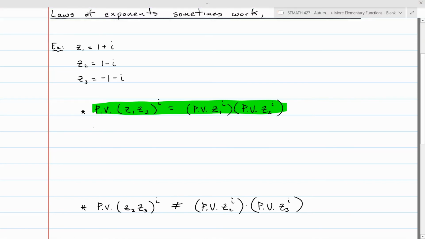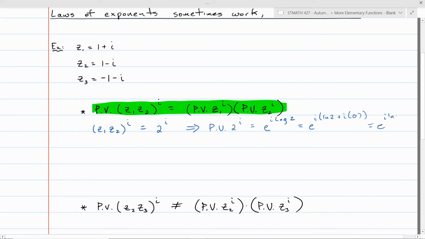So if you do Z1 times Z2, and then you raise it to the i first. So first multiply Z1 times Z2. Well, you can see that Z1 times Z2 works out to be 2. So it's just 2 to the i. And so then the principal value would be e to the i, and then you do the principal log. Do e to the i times the principal log of 2, which you can work out a little bit. That's e to the i times natural log of the modulus of 2, which is 2, and then plus i times the argument, which is 0. So what do you end up with? Just e to the i log 2. e to the i natural log of 2. That's what you end up with.